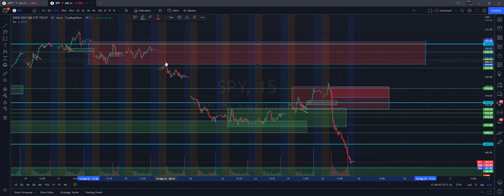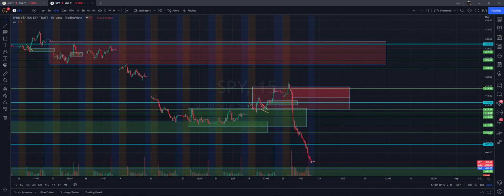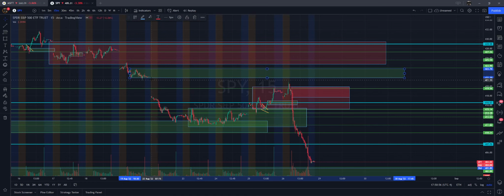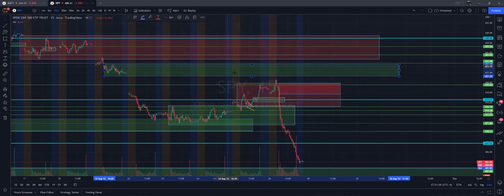It comes back up, touching the supply zone, rejected. So we know there's a supply zone over here as well. Why do I know? Because there's a gap. They left the range, right? They left the range. Look what happened.